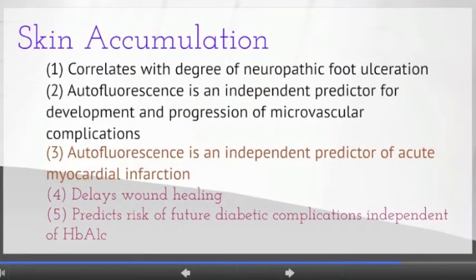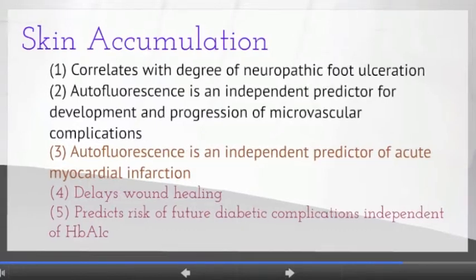Likewise, skin accumulation of AGEs has been demonstrated to correlate with degree of neuropathic foot ulceration, an independent predictor for progression of microvascular complications, an independent predictor of acute myocardial infarction, delays wound healing, and may predict risk of future diabetic complications independent of hemoglobin A1c. Clinically, since the accumulation of AGEs is dependent on the half-life of the protein, blood and urine samples of AGEs may not reflect levels of AGEs in tissues.